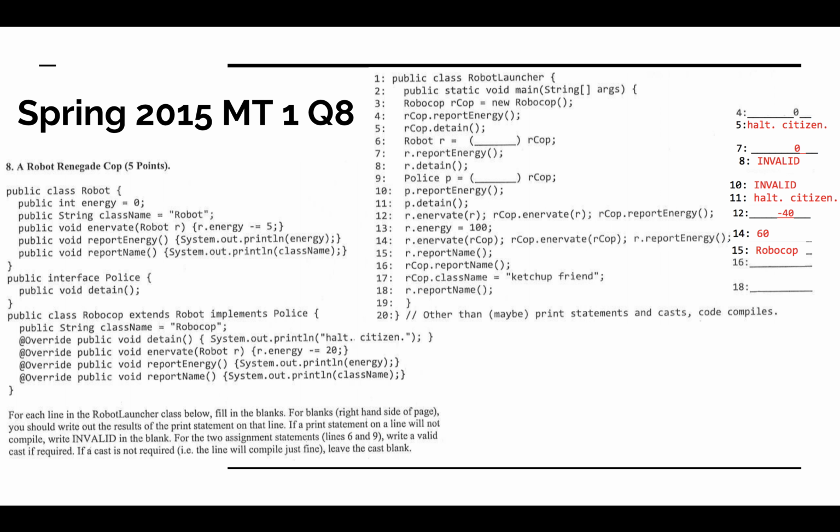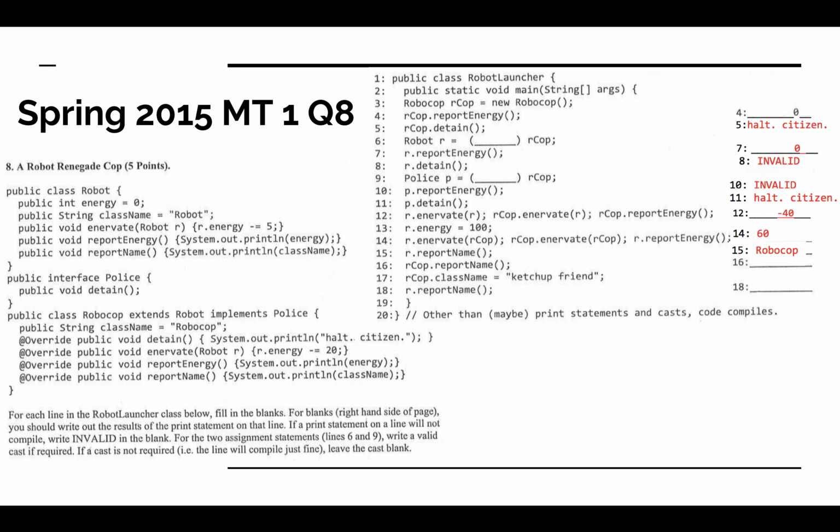Yeah, so in the energy one, how come you put R in its argument, but it decrements it from... sorry, for line 14, you put R cop, but it decrements R's also. Okay. So is there like a whiteboard? Oh, there is.